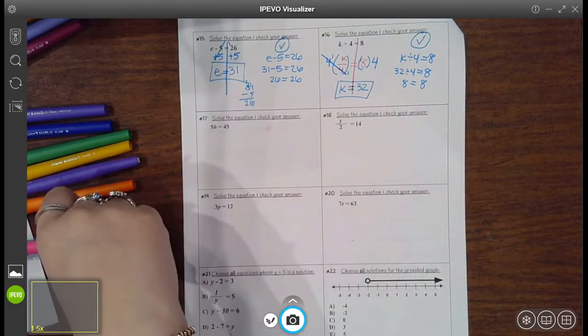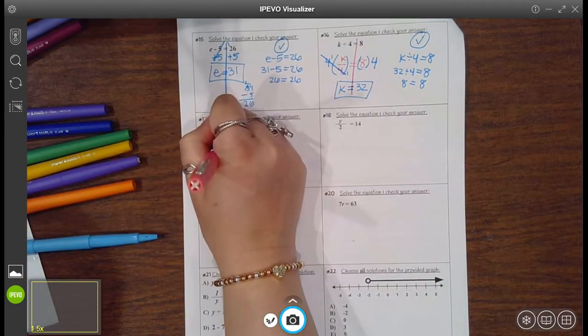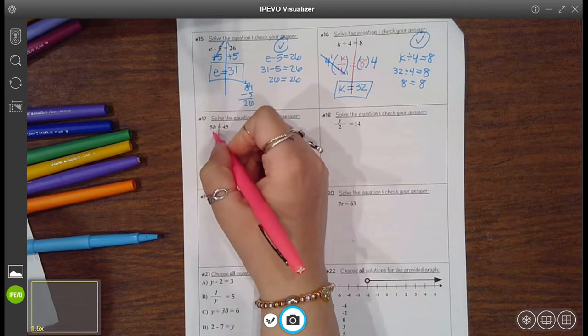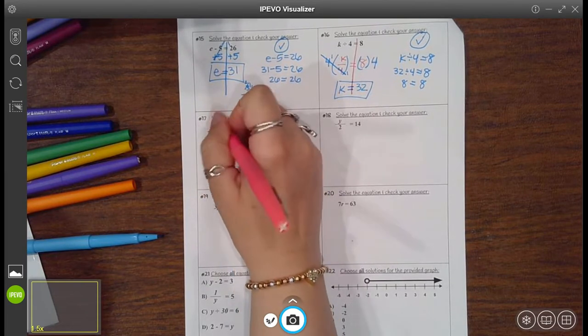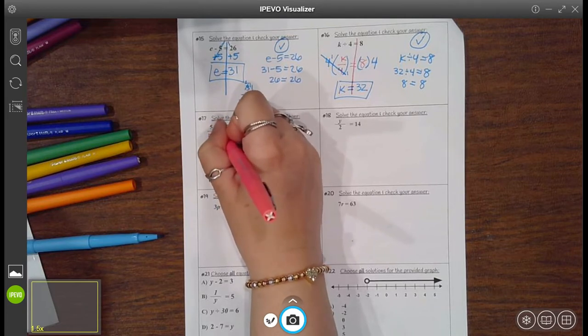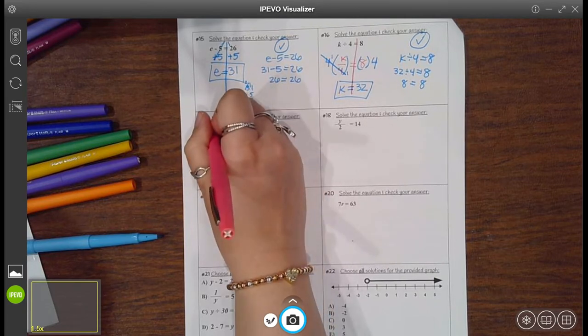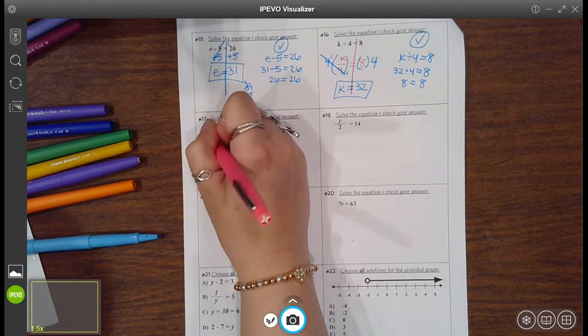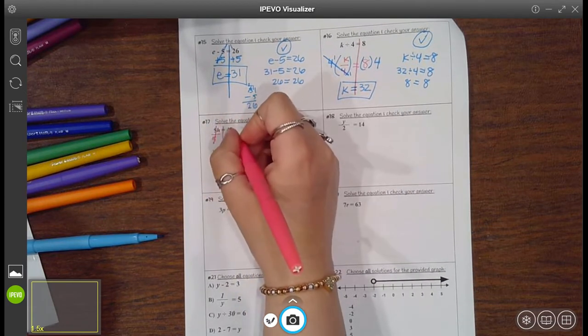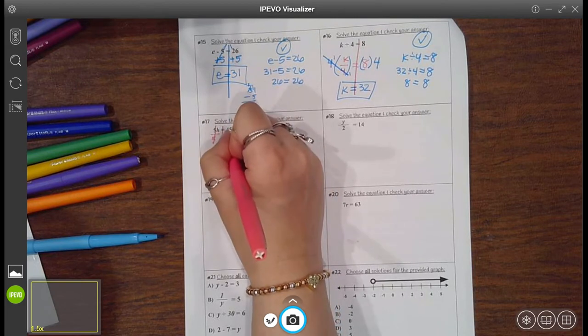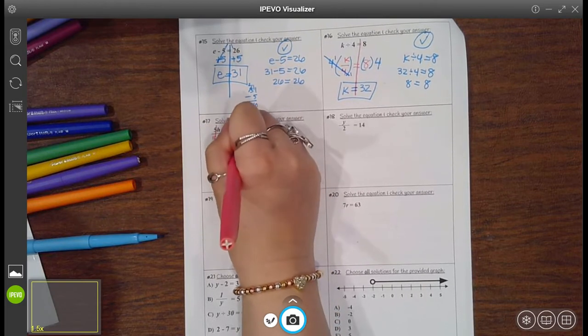Okay, my next one. Draw a line down from your equal sign. These are being multiplied. The inverse of multiplying is to divide by 5. Whatever you do to one side, you have to do to the other. 5 divided by 5 is 1. So you have 1 times h, or just h. And then when you simplify this, 45 divided by 5 is 9.